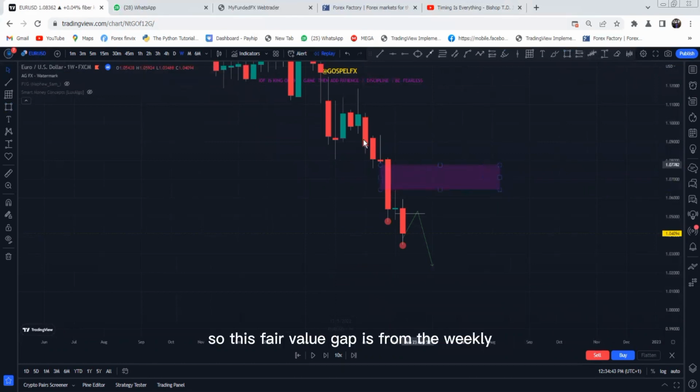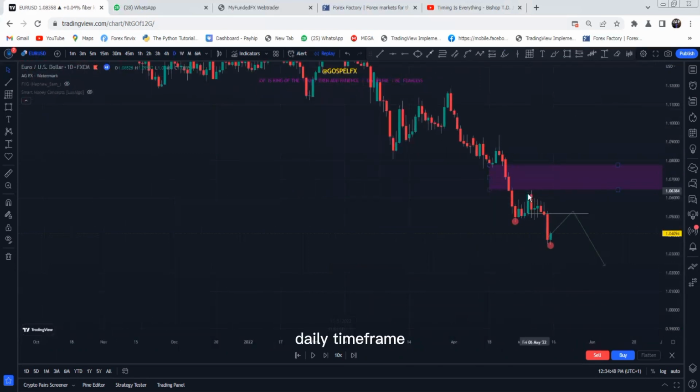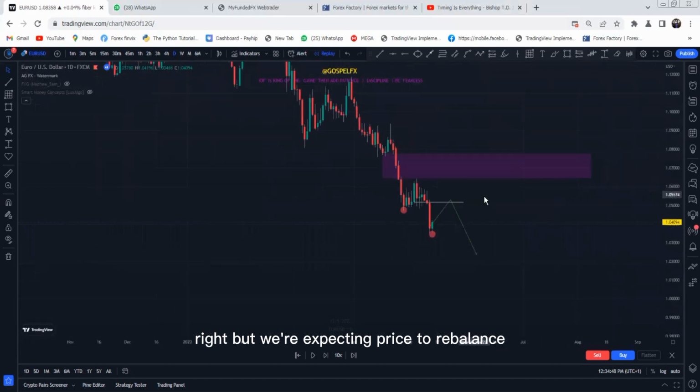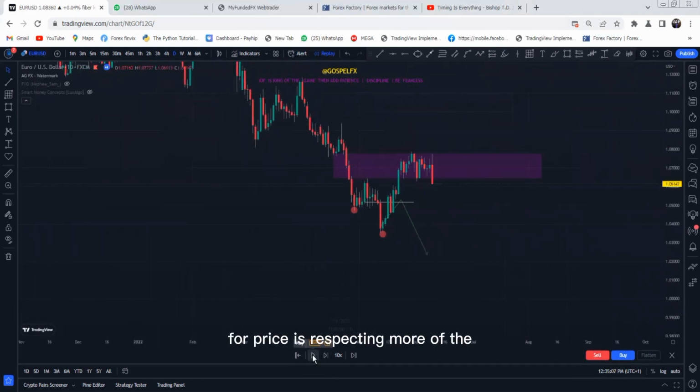So this fair value gap is from the weekly, and when you look at the daily time frame, it already printed a lower high here, right? But we're expecting price to rebalance structure from the weekly time frame. So if you are just caught up on the daily chart here, you want to sell here, right? But it's going to fail because price is respecting more of the higher time frames. You need to know what the higher time frame is doing.